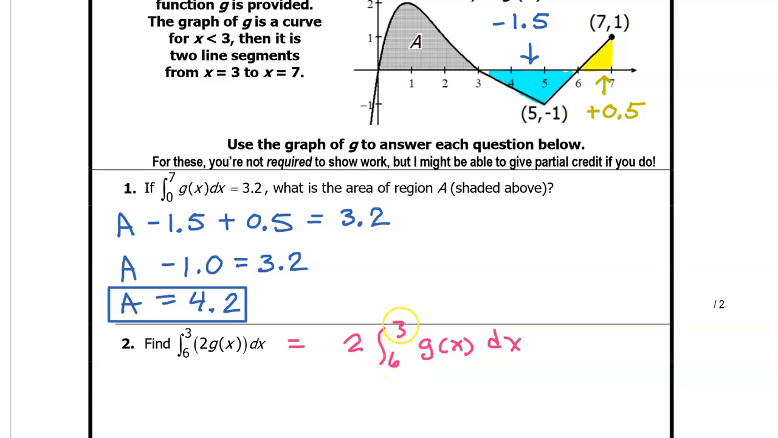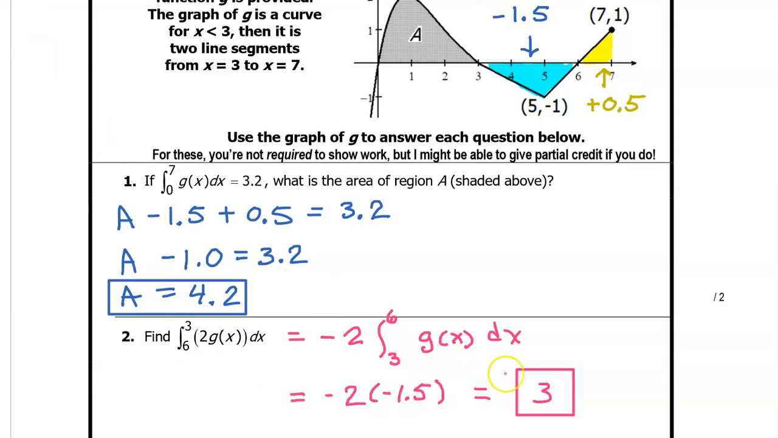Now we can fix this by reversing the limits of integration, but when you reverse the limits of integration, it changes the sign. So the original integral will equal negative 2 times the integral from 3 to 6 of g of x dx. The integral from 3 to 6 is negative 1.5, as we discussed earlier. So we have negative 2 times negative 1.5, which equals positive 3. So that's the answer for number 2.